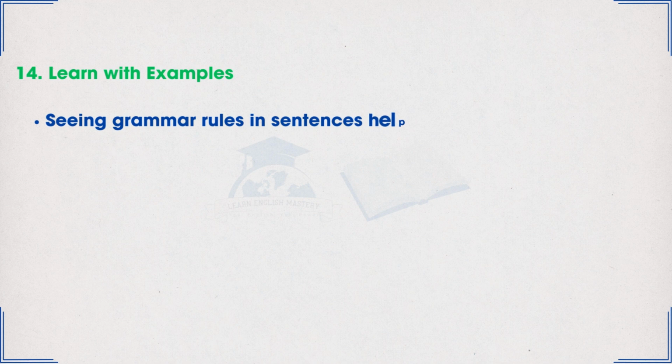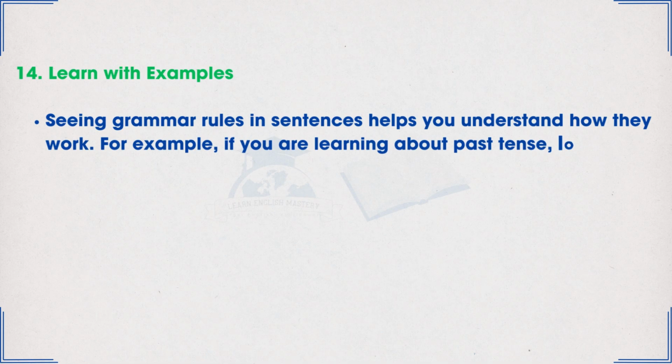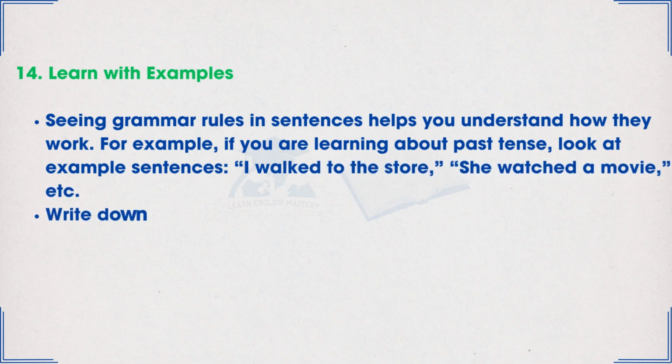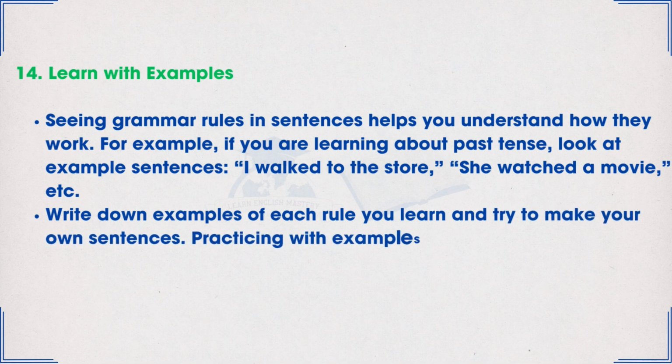14. Learn with examples. Seeing grammar rules in sentences helps you understand how they work. For example, if you are learning about past tense, look at example sentences: I walked to the store, she watched a movie, etc. Write down examples of each rule you learn and try to make your own sentences. Practicing with examples makes it easier to remember the rules.